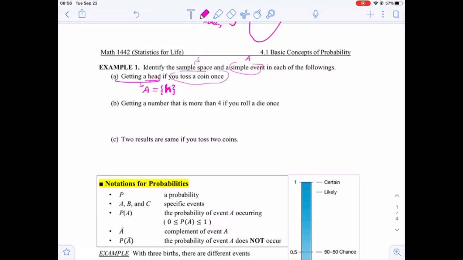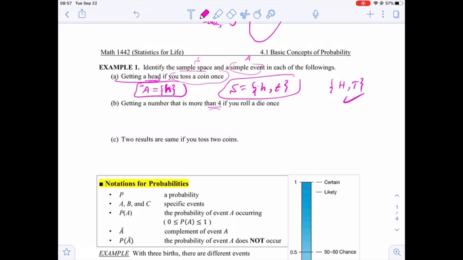Now, tossing a coin, what are all the possible outcomes? The possible outcomes are heads and tails, head or tail. Some people want to write it this way, and that's okay as well. Okay, so this is the sample space. This is an event of that sample space. And this event is simple.